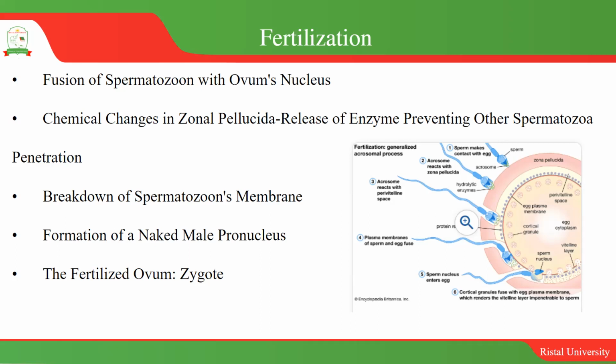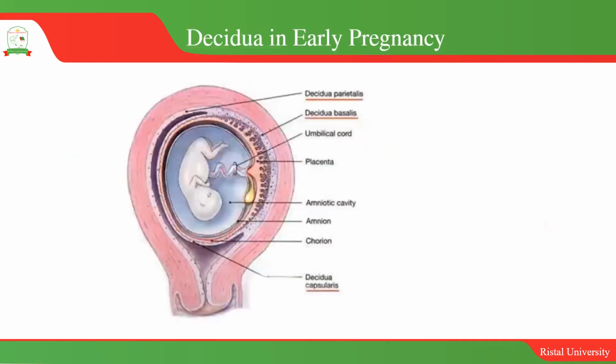Then you have the tail breaking off, and then the neck. You also have cortical granules fused with the plasma membrane, which render the vitelline membrane impermeable to other sperm cells. So that is the fertilization for you.